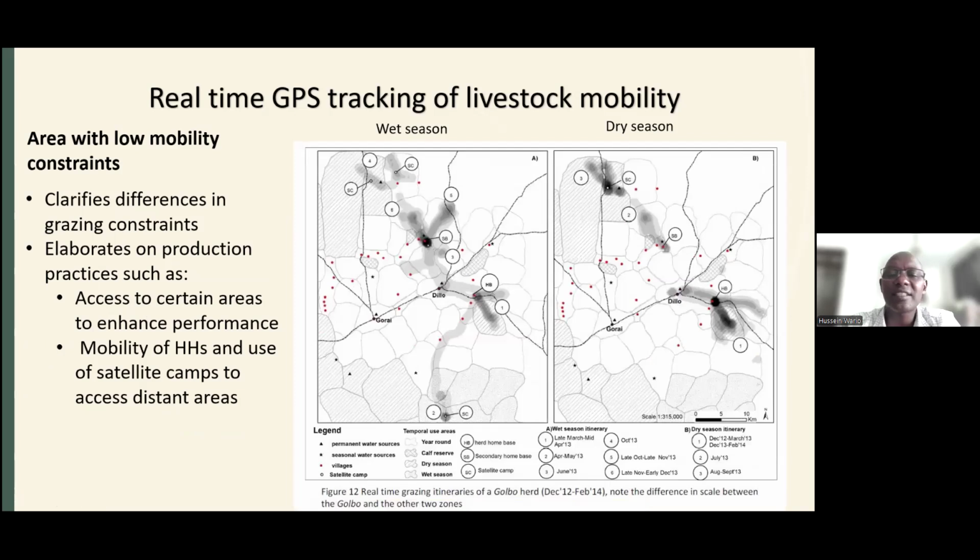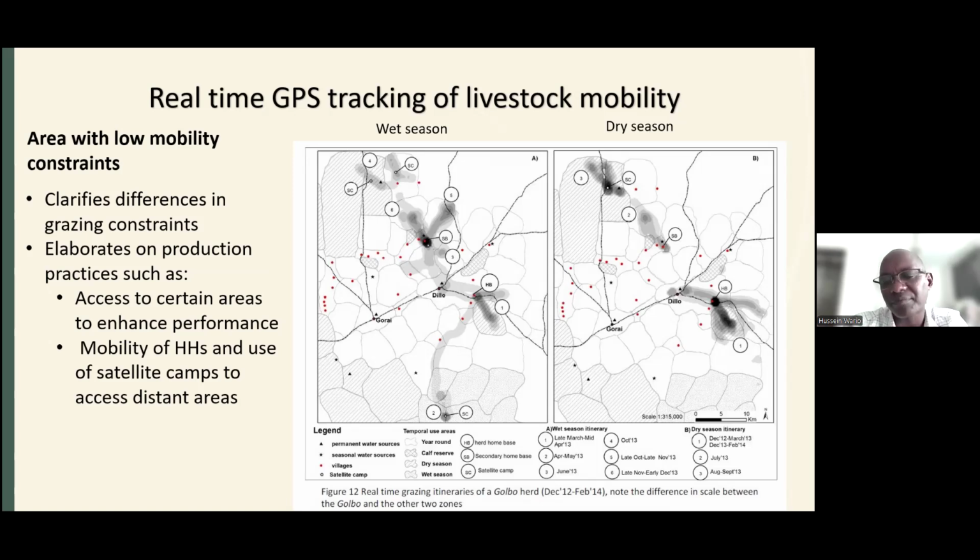In contrast, this is now from an area that is less constrained, an area that has even wet season grazing area. The part of the screen on the left, you can see the herder has a home base, which is HB, and then he has even a satellite base. He has a satellite camp. You can see the SC there up on the upper left-hand side, and they keep on changing. Even within a month, they change the sites, and they graze in different areas and cover different distances.